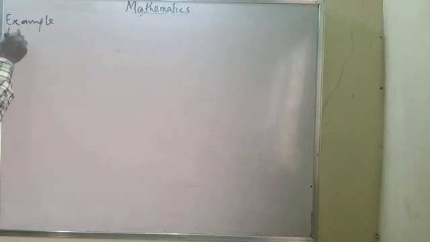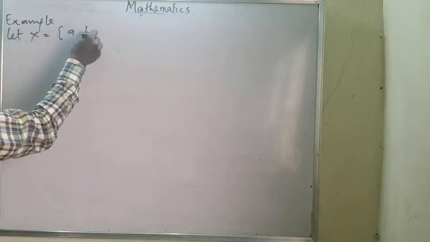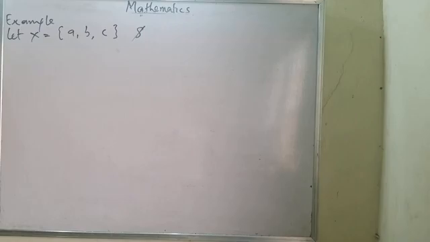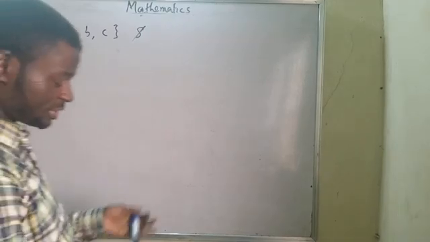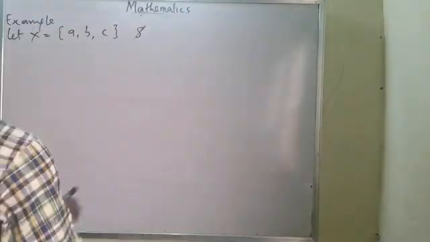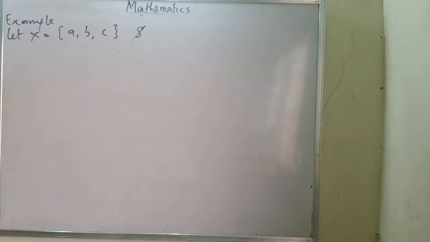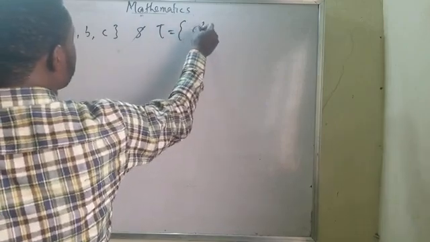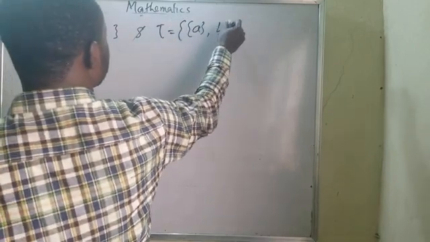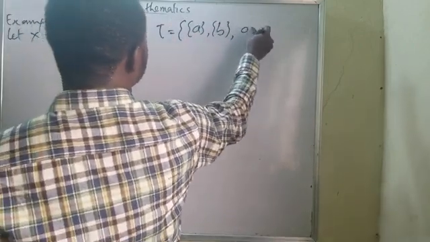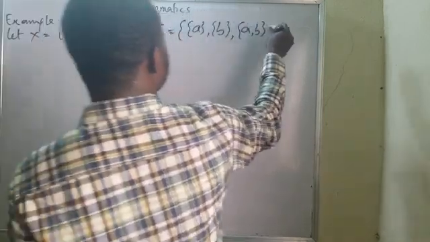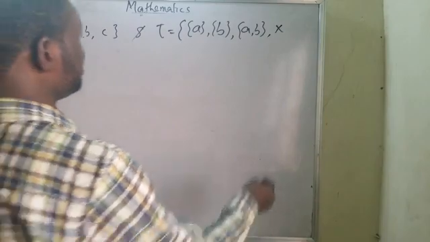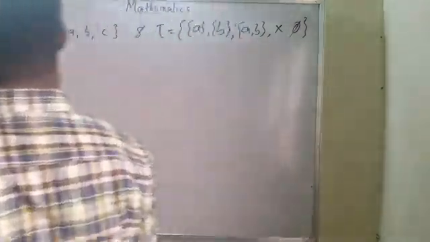Example. Now let X equal to {a, b, c}. Now don't forget, mostly what we are going to do in proofs is that we prove or we show. Take note of that, and those things you have to show, they are those 4 conditions. Now tau equals to {a}, {b}, {a, b}, and X itself, and what else? And the empty set. There must be empty also.